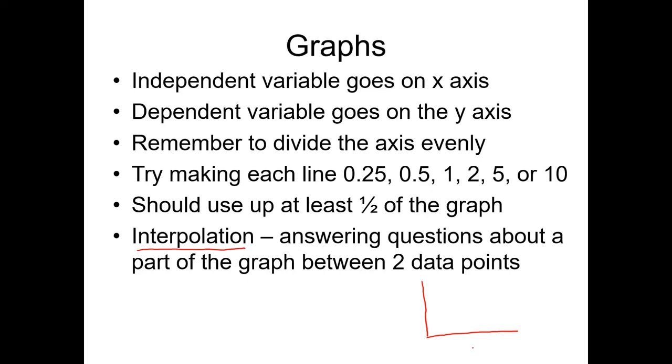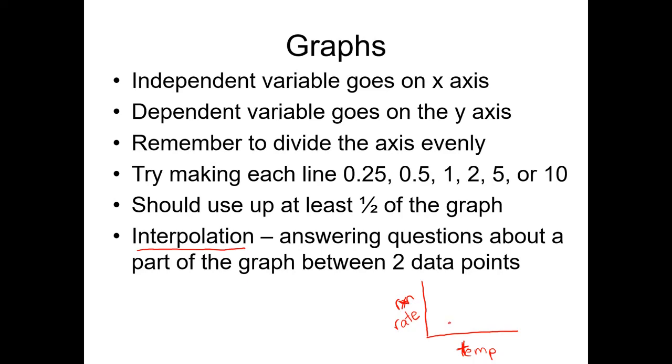So let's say I have some independent variable. Let's say for this example, I am testing the effect of temperature on reaction rate. The thing that I can control is the temperature. What I'm changing is the temperature. What I'm measuring, or the result of that change, is the reaction rate.